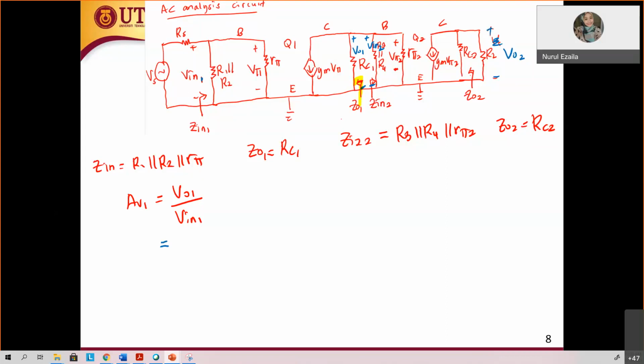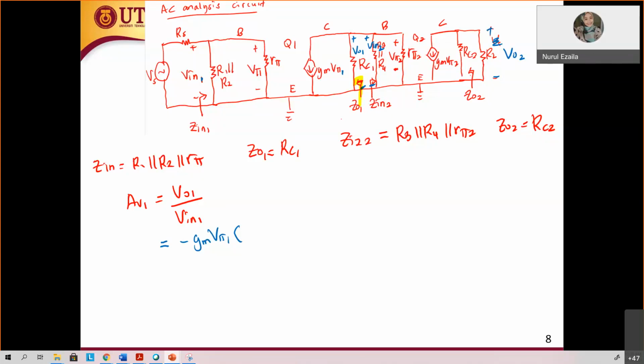Negative gm V pi 1 times RC1. Okay, negative gm V pi 1. Sorry, I didn't put V pi 1 times RC1.